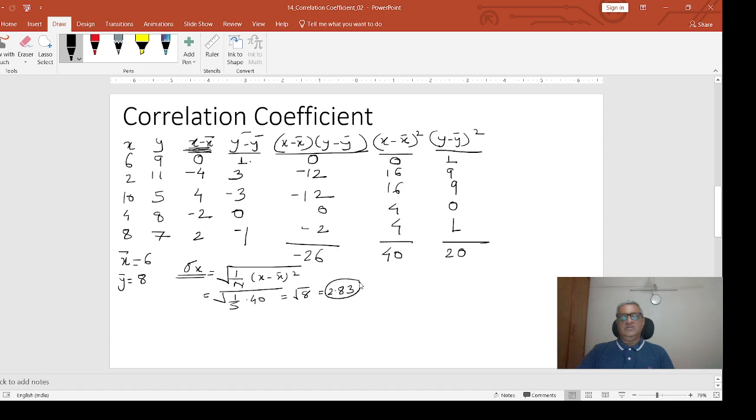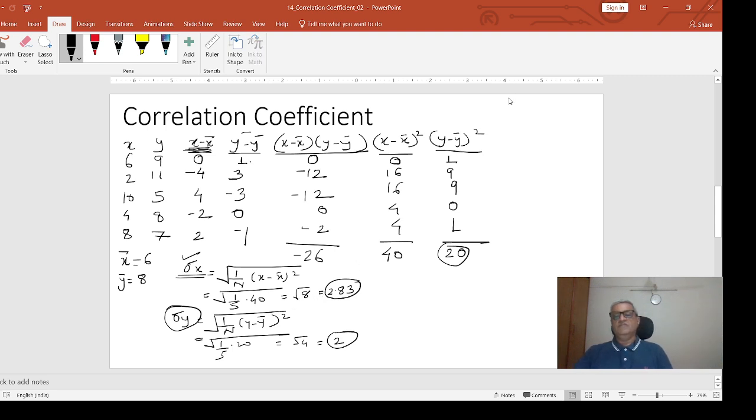So this is my standard deviation of x. Similarly, standard deviation of y is equal to square root of 1 by n, summation of y minus y bar square. So that gives me square root of 1 by 5 into 20, so 20 by 5 is 4, and this is nothing but square root of 4. So sigma y is 2.